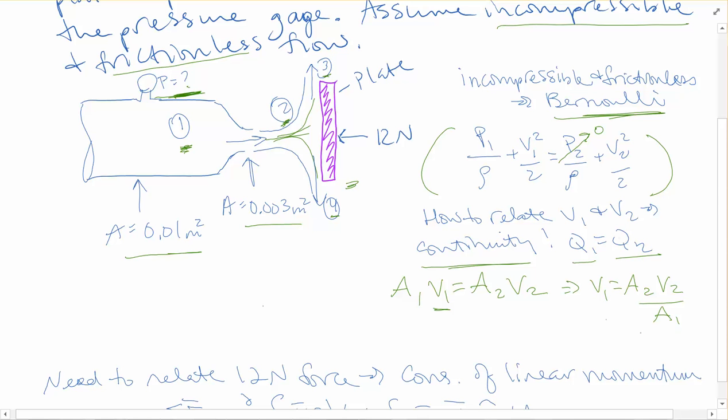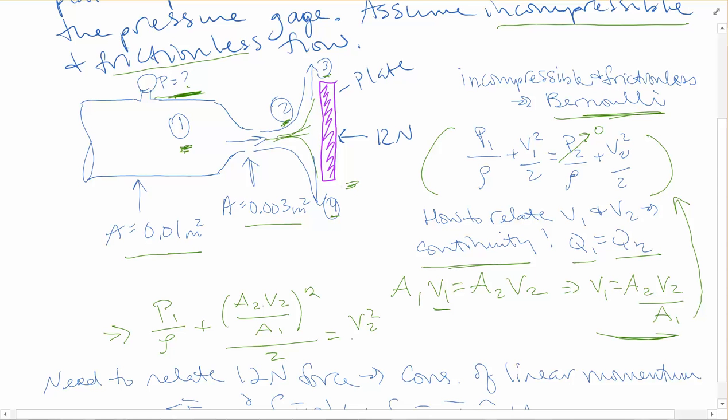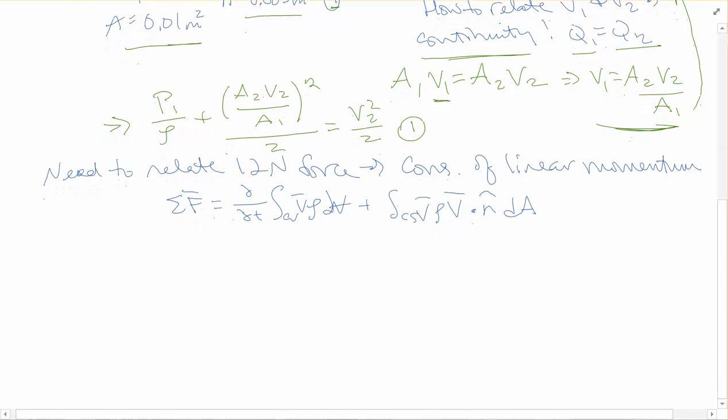Now we're going to plug this equation here for V1 back up into Bernoulli's equation. Right, and we'll use that equation in just a second. So let's come over here and do that. So we're going to have P1 over rho plus A2 V2 over A1, let's square that, that's going to go over 2, and then that's going to equal V2 squared over 2. Let's call that equation 1. Now let's hang on to that for just a second, and let's see what else we need to do.